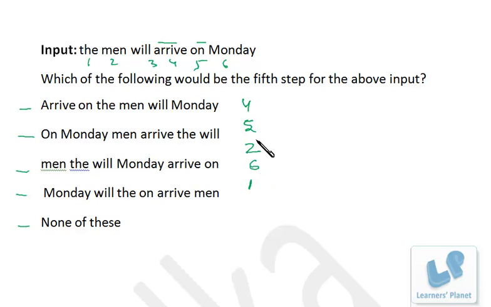So the fifth step, 1, 2, 3, 4, 5. Fifth step starting with 1, that's the. So that's not there among the options. So it's none of these, right? So this way you can save your time. I hope you are getting me.